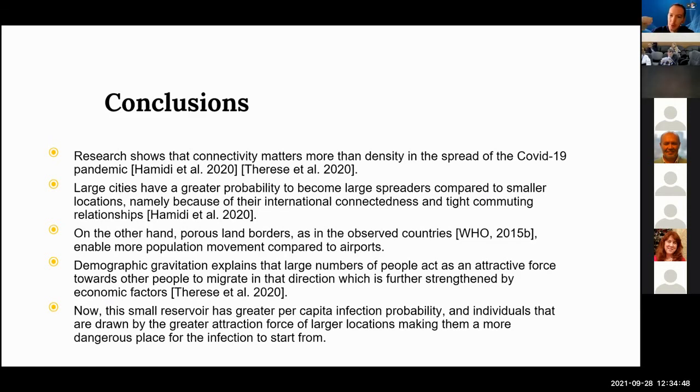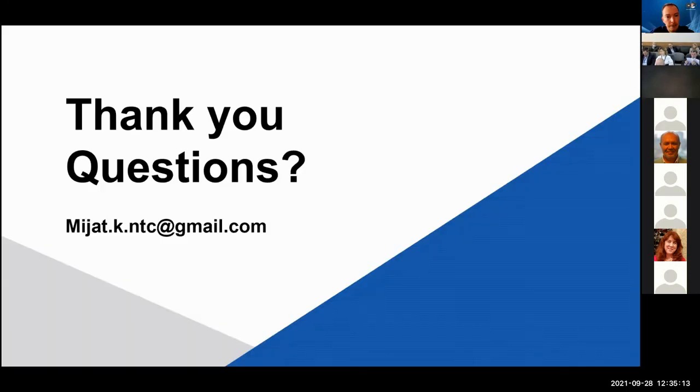So there are a lot more people going from one country to another if there's a land border than if they're coming in by air. So that's also a big difference. And of course, the gravity is, I think, the main thing. Those are just conclusions from some other papers, and you can also check my paper for much more detailed explanations of these things.